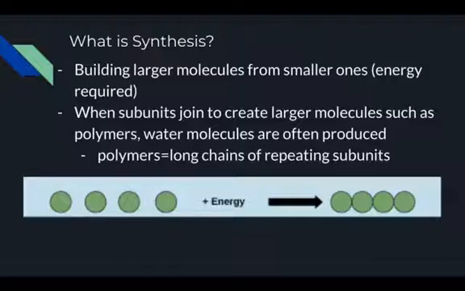Polymers are long chains of repeating subunits. So if synthesis occurs, a polymer could be created because various smaller units joined, creating a polymer. In this diagram, you could see there are 4 circles, and then they all join together, making one polymer because it's a chain of the subunits, and it's a larger molecule. And as we can see, it requires energy.